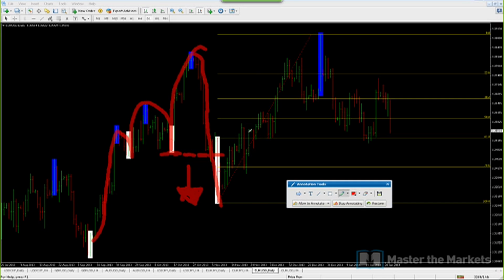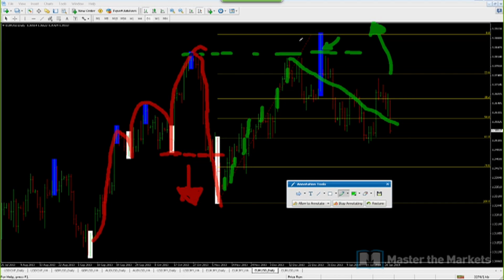And now what we start to get is a pullback, and we're moving higher, and then in a downward trend we're getting a break of the last swing high. As soon as that happens, we officially have an upward trend. But now what's happening is we're getting a pullback. So the price is retracing. This is almost like this. This is the best analogy that I can think of.